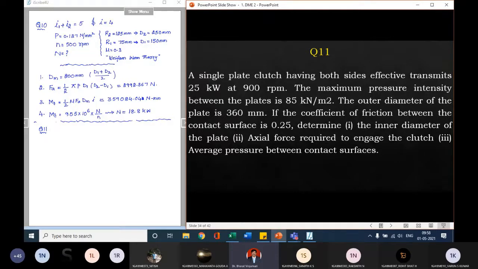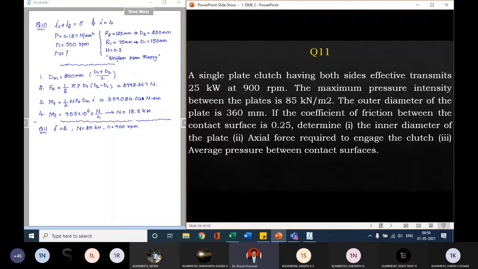Now a single plate clutch having both sides effective. What does it mean? Having both sides effective means 2 friction plates, i equal to 2. Both sides effective is i is equal to 2. Okay, that is what exactly it says. It transfers 25 kilowatts, capital N, at 900 RPM, so small n is 900 RPM. The maximum pressure intensity between the plates is 85 kilonewton per meter square.